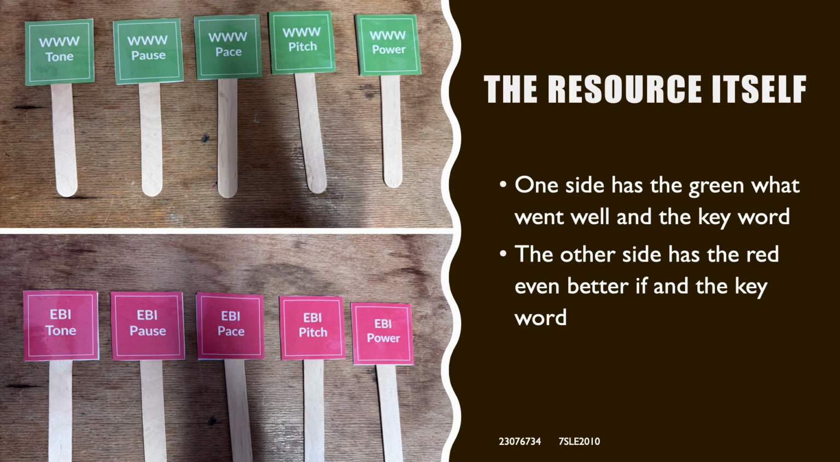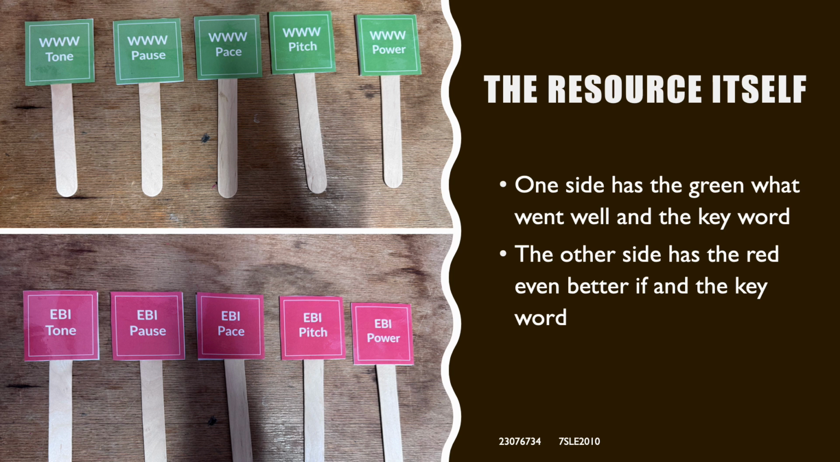The resource itself was simple but effective. Using the 5 key words I had chosen and the what went well and even better if language that scaffolds critical thinking, I created 5 lollipop sticks, each with a key word and one side with the green what went well with the key word and the other side with the red even better if and the same key word.